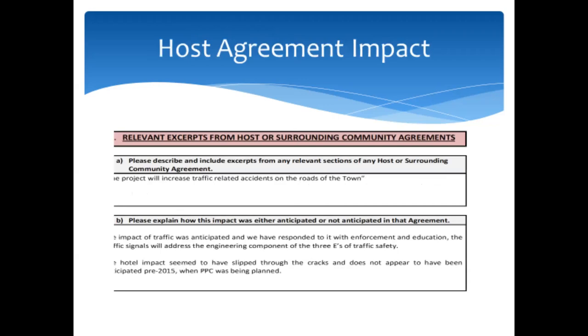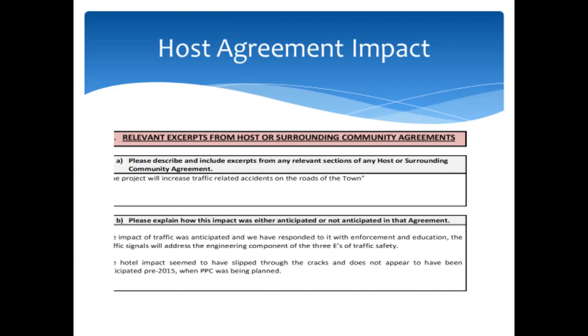And then this is the same thing. This talks about the host agreement impact. I didn't work in Foxborough back when they originally signed the host agreement a number of years ago. I had to go digging around and get it. And the one sentence excerpt that got us a whole bunch of money a couple of years ago was right there under box A, describe excerpts from relevant sections of your host agreement: the project will increase traffic-related accidents on the roads of the town. And that helped us to get the traffic equipment, the cones, the truck, things like that.